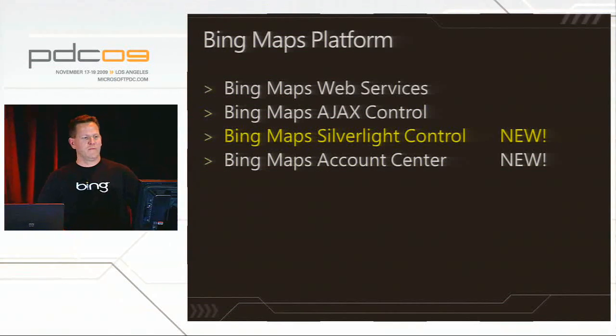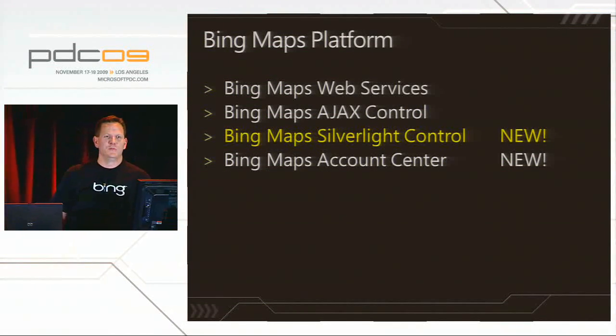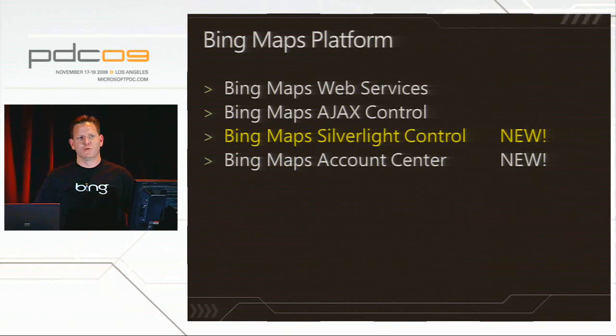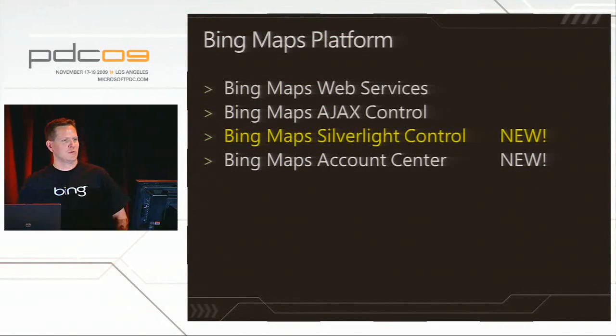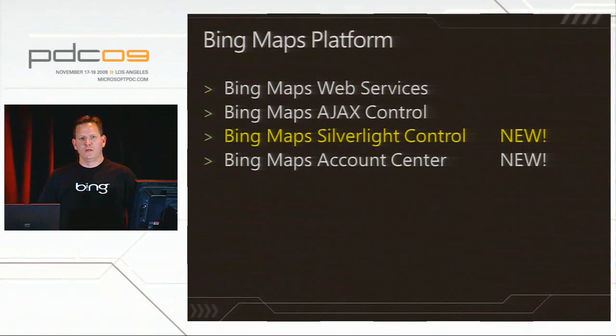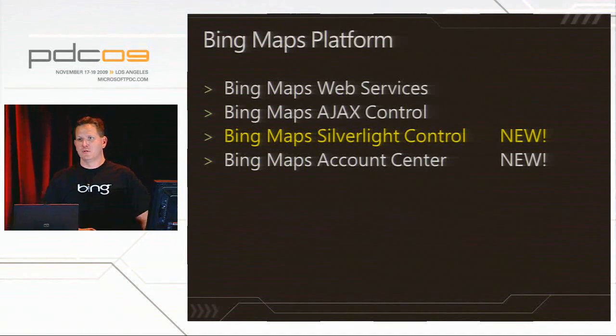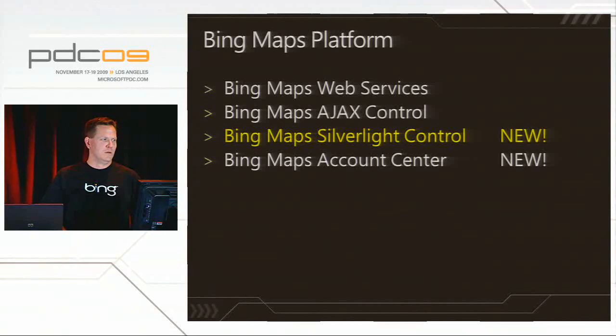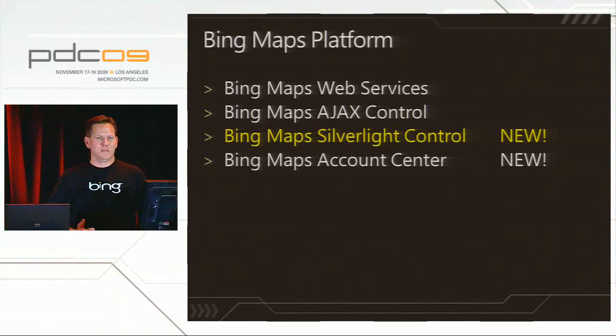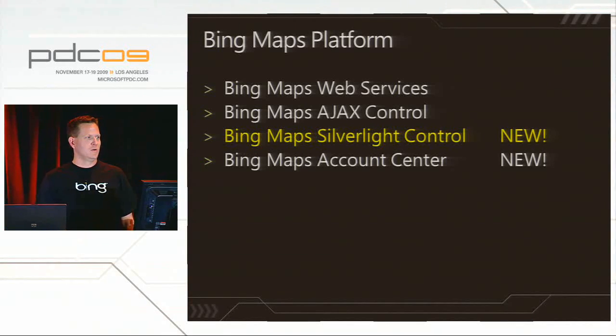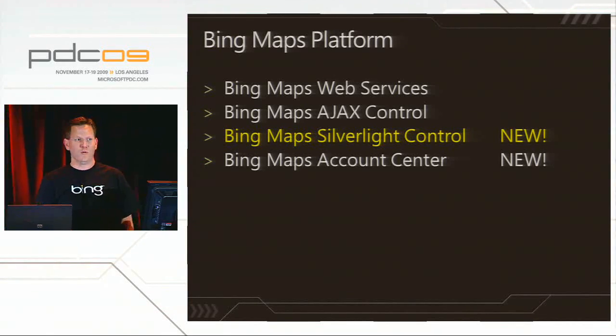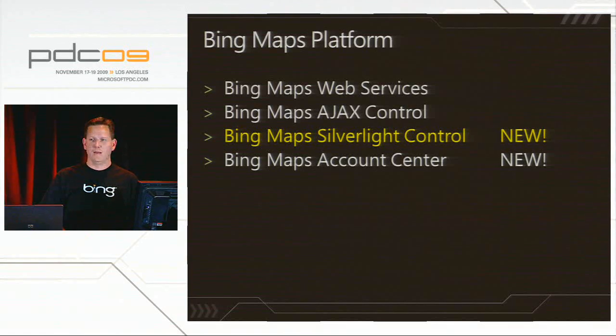The Bing Maps platform consists of these major pieces. We have the Bing Maps web services, which are our SOAP-based web services: geocode, routing, search. We also have the Bing Maps Ajax control, which is our JavaScript control that you can build applications with. And then what's new is our Bing Maps Silverlight control. We released it as a CTP last March, and now it's 1.0 and production ready, so you can go live with your websites today with it.